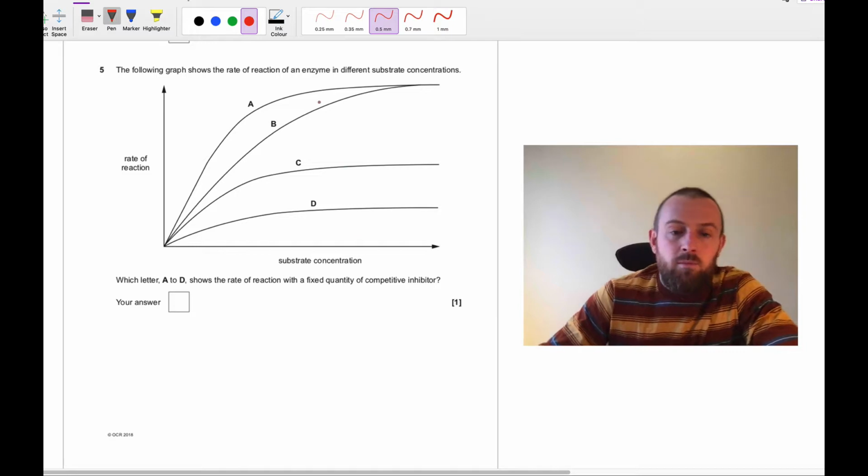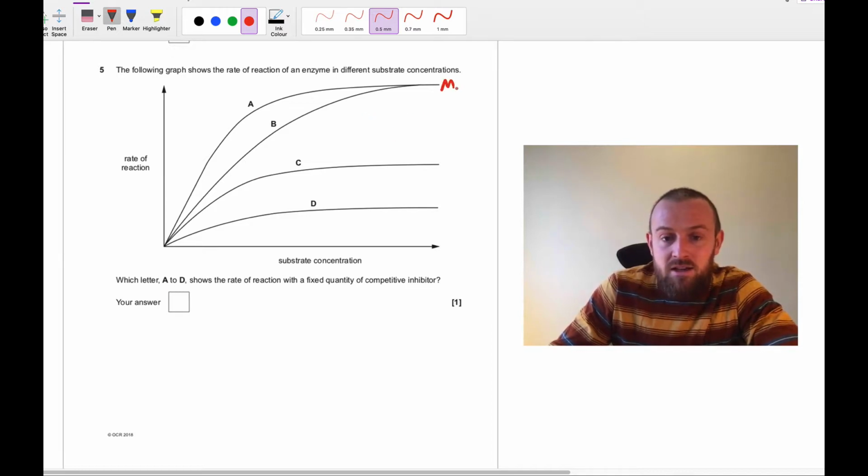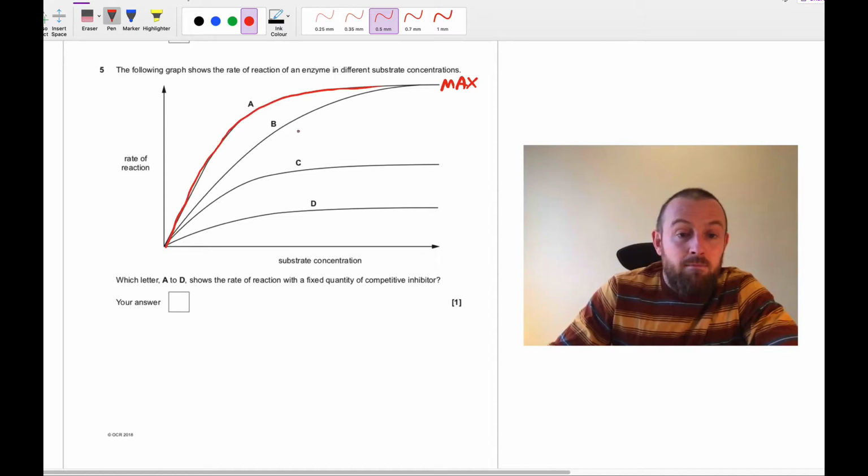Okay, so with a competitive inhibitor, we can remove the effect of the inhibition if we increase substrate concentration. So we're looking for a line that approaches the maximum rate, but just more slowly than another line. So A is without any inhibitor, and B is with competitive inhibitor because it is slowed down, but if we increase the substrate, it will approach and eventually equal that maximum rate. It just takes a bit longer to get there.